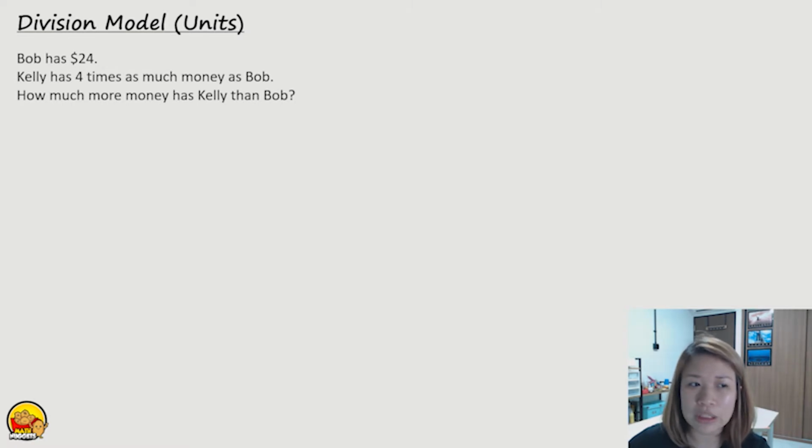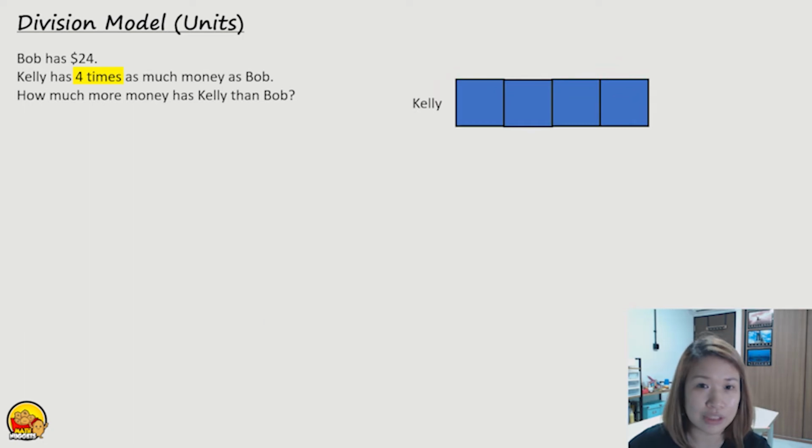Okay, so in the first place, looking at this question, how would I know that I need to draw the units kind of model? We see 4 times. Okay, so 4 times tells us that Kelly has 4 units. And if Kelly has 4 units, Bob will have 1 unit. Okay, so to me, after I read Kelly has 4 times as much money as Bob, this is the kind of model I draw. Kelly 4, Bob 1.